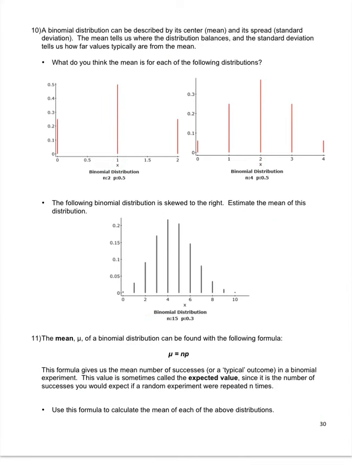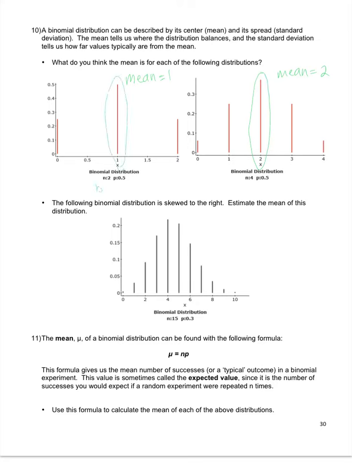A binomial distribution can be described by its center or mean and its spread or standard deviation. Mean tells us where the distribution balances, and the standard deviation tells us how far values typically are from the mean. So what do you think the mean is for each of the following distributions? So again, press pause, give this a try first, and then press play again. Here on the left, it looks like the mean is probably 1. It looks like the balance point or center of that distribution. And over here on the right, it looks like the mean is probably 2. Again, that looks like the center of the distribution or the balance point of that distribution.